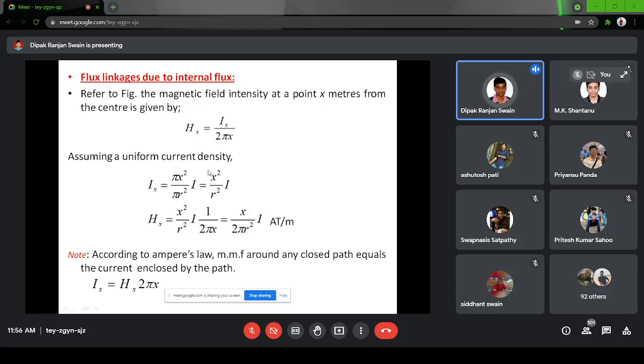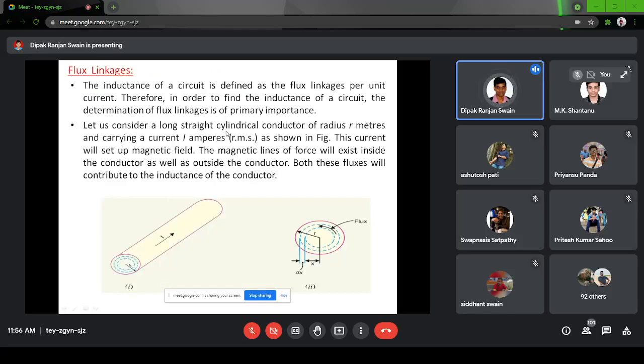Now assuming a uniform current density, what will be Ix? Now what is uniform current density? Initially we are not considering the skin effect. So if I assume it has a uniform current density, it means from the center to the surface the current is equally distributed.